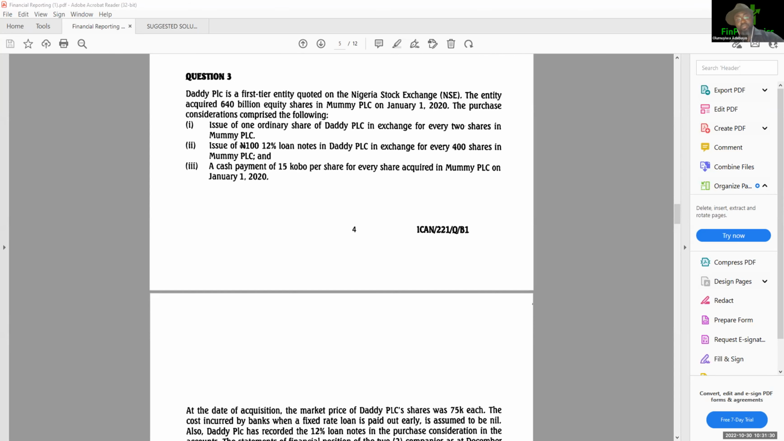Okay, so I read the question. Question 3. Daddy PLC is a first-tier entity quoted on the Nigeria Stock Exchange, NSE. The entity acquired 640 billion equity shares in Mommy PLC on January 1st, 2020. The purchase consideration comprised the following. 1, issue of 1 ordinary share of Daddy PLC in exchange for every 2 shares in Mommy PLC.